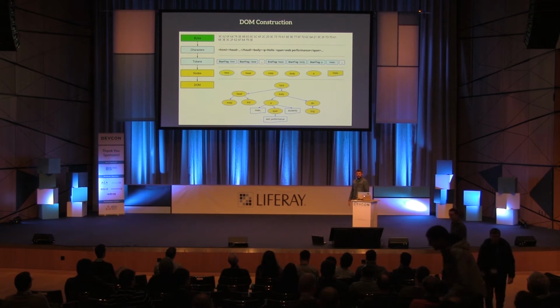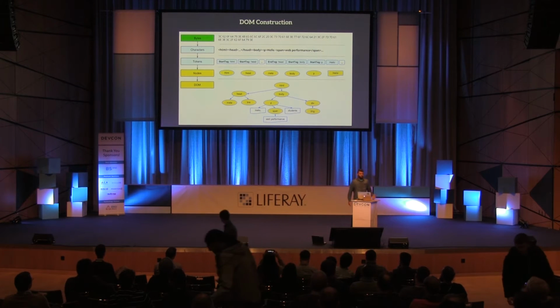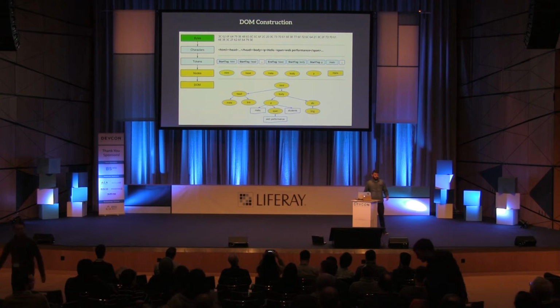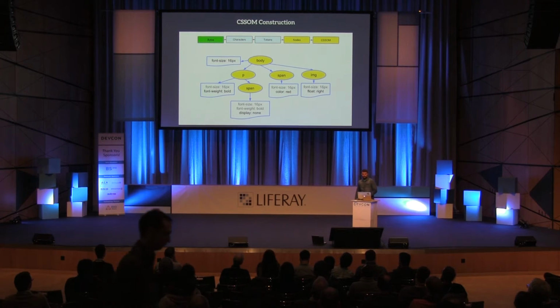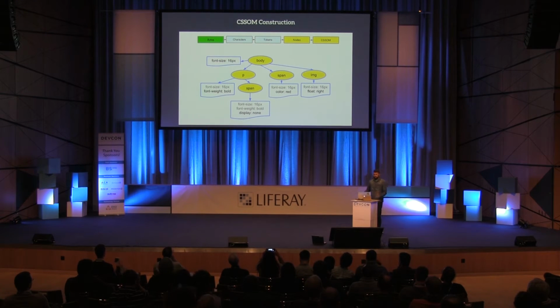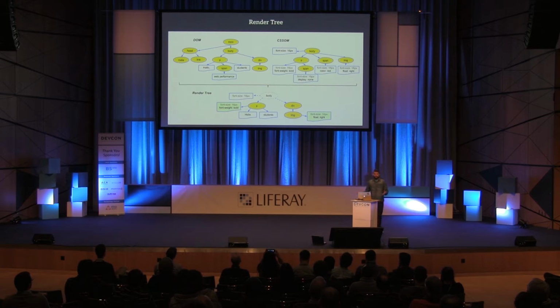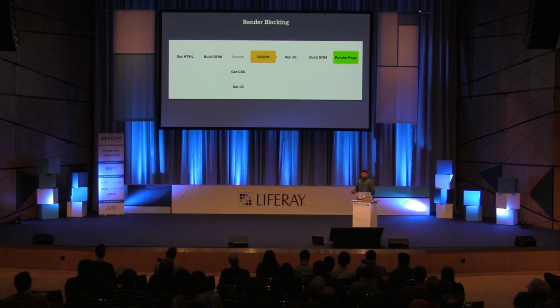The browser has to translate the bytes and the characters into tokens, and then into nodes, and then it will put those together in a tree structure that's called the document object model. And it will do the same for CSS, so it will construct a tree structure called the CSS object model. And then the browser will have to put those together in another tree structure called the render tree. And along the way, it can get blocked. Every time the browser needs to download a CSS or a JavaScript, it blocks the process from being completed.